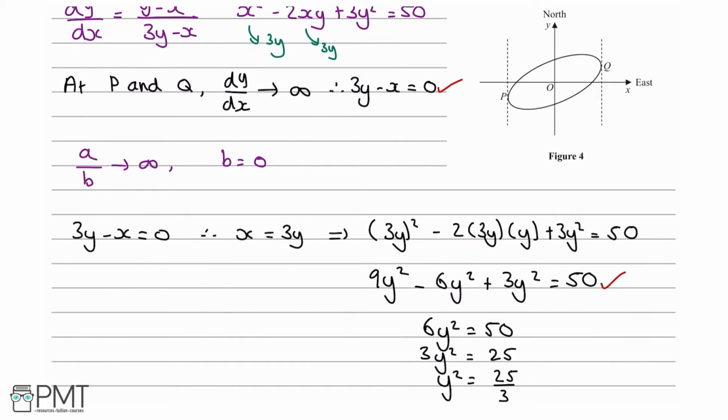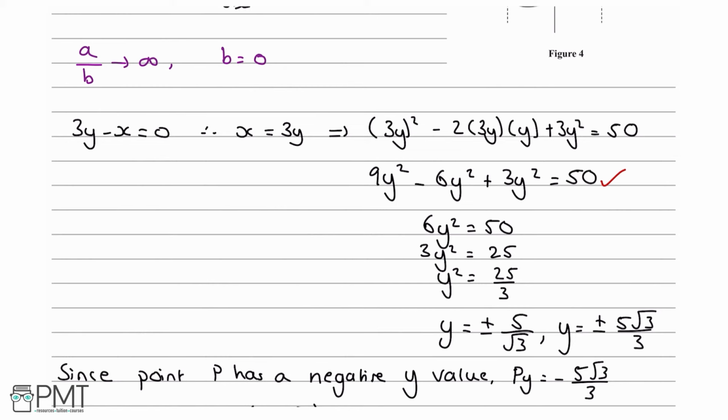Your third mark comes from either getting x equals plus or minus 5 root 3 or y equals plus or minus 5 root 3 over 3. So if you solved it in terms of x, you would get the first answer. If you solved it in terms of y, you would get as we have gotten here. So that's that answer.